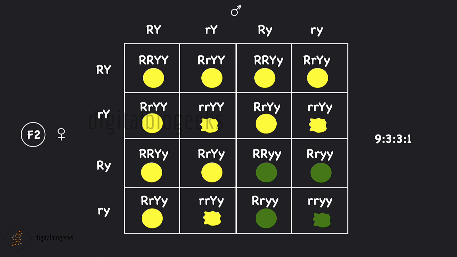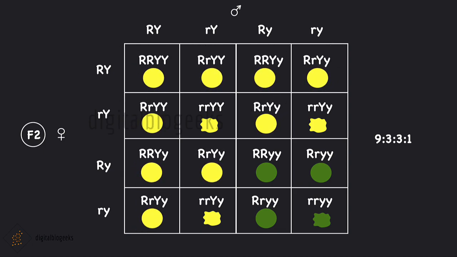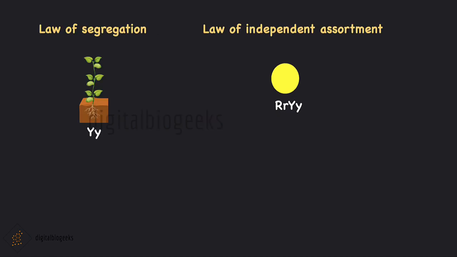Here capital R and capital Y are the dominant alleles for the round and yellow seeded plants, and small r and small y are the recessive alleles for the wrinkled and green seeded plants. We have 9 round and yellow seeded plants, 3 round and green seeded plants, 3 wrinkled and yellow seeded plants, and 1 wrinkled and green seeded plant. The phenotypic ratio is 9:3:3:1.